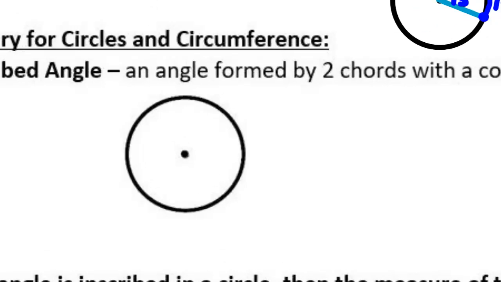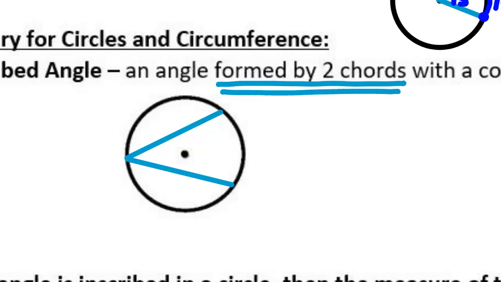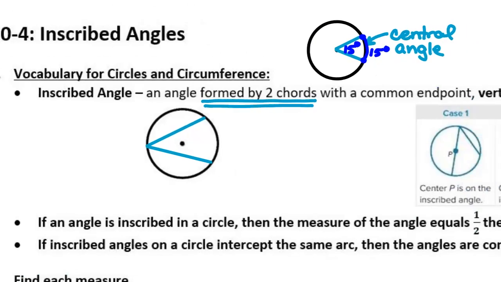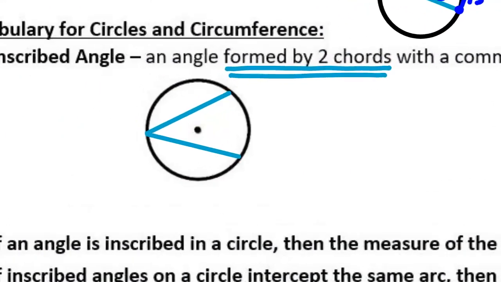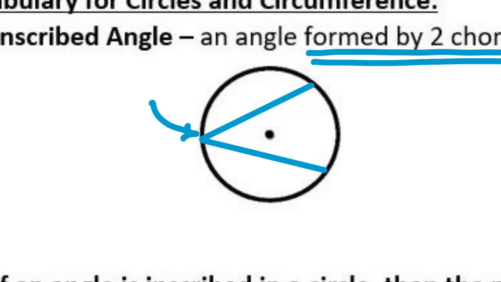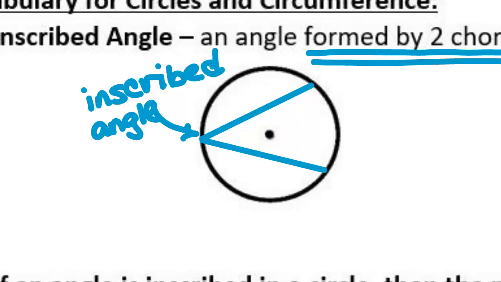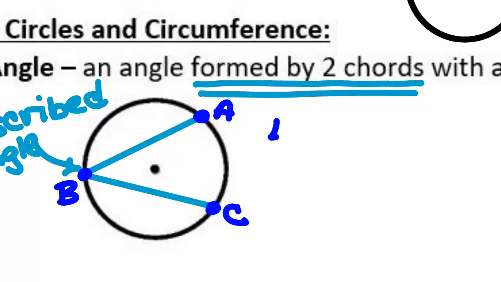An inscribed angle is an angle formed by two chords. Two chords that have a common vertex, a common endpoint. The vertex is on the circle. It is on the circumference of my circle. So this is an inscribed angle. We're going to go ahead and name this angle. We're going to call this one A, this B, and this C. So we would have angle ABC.